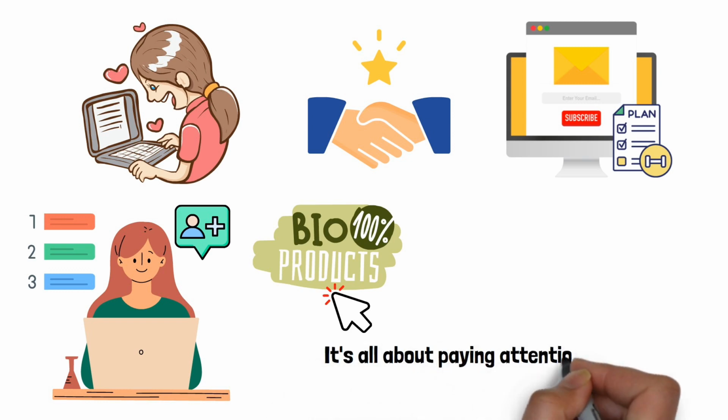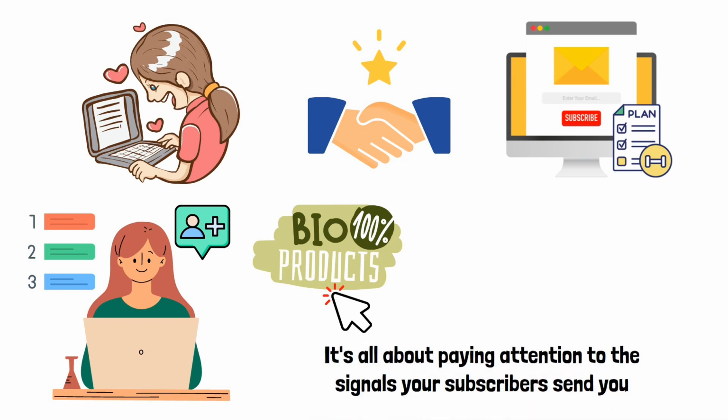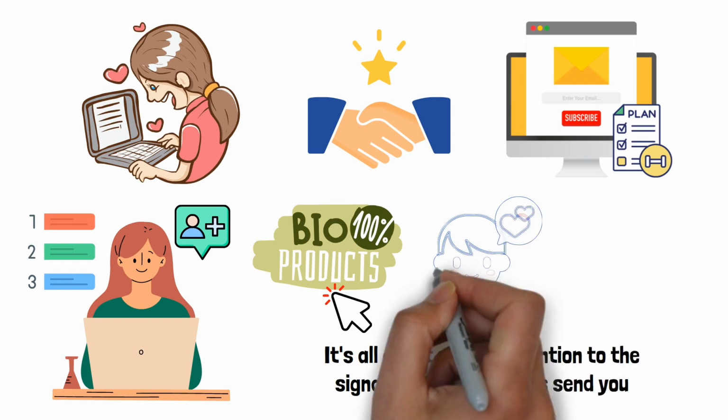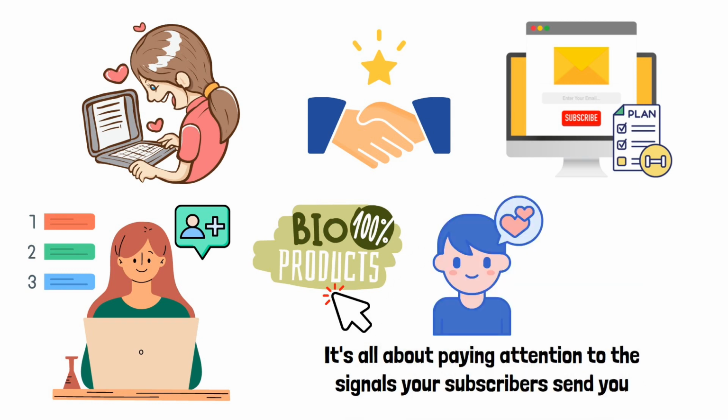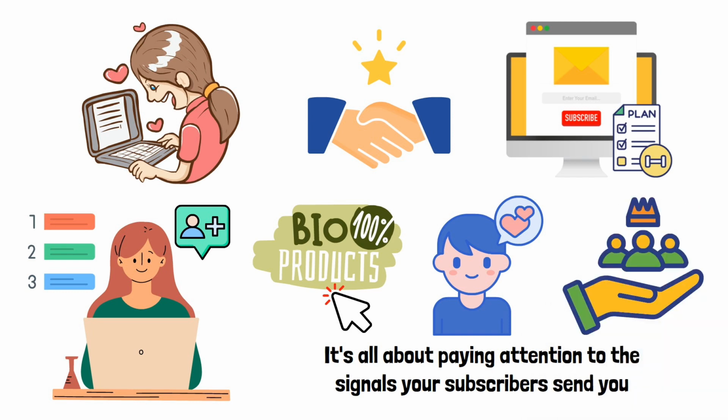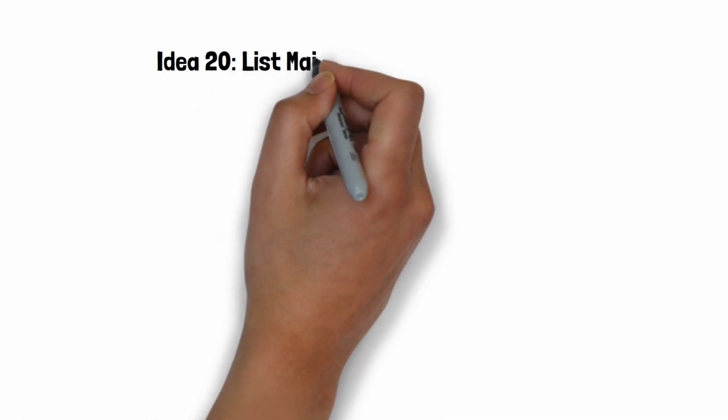It's all about paying attention to the signals your subscribers send you, sometimes without even realizing it. When you listen to them and respond with content that fits their interests, it paints a picture of a business that cares about what they want. This thoughtful approach can transform casual subscribers into loyal customers over time. Idea 20. List maintenance for health and profit.